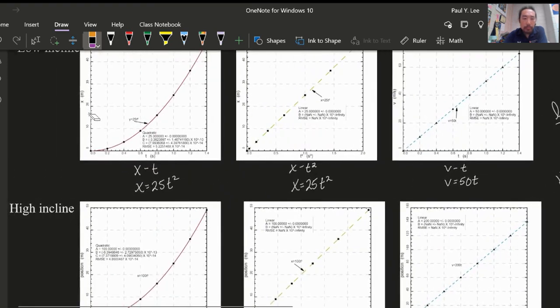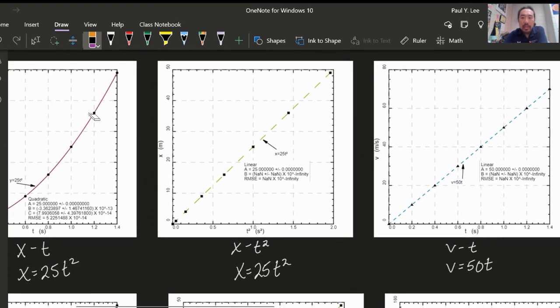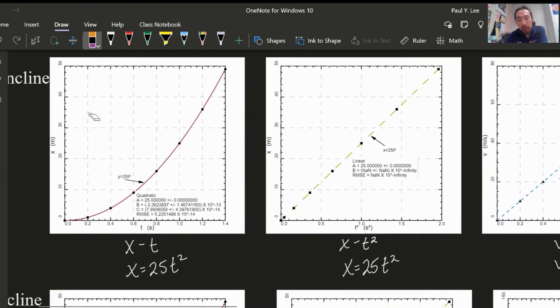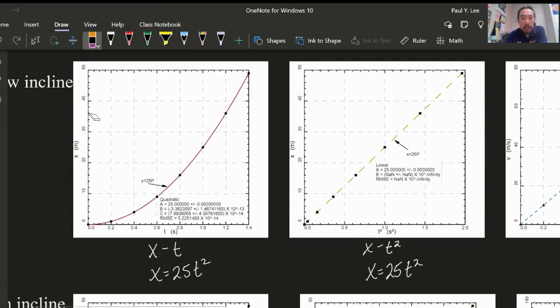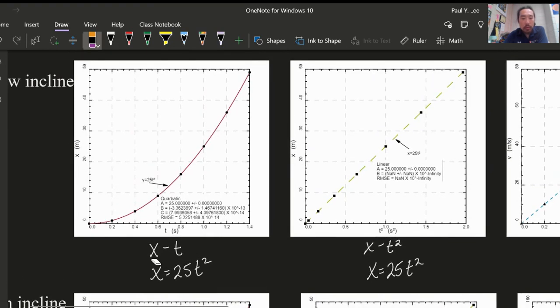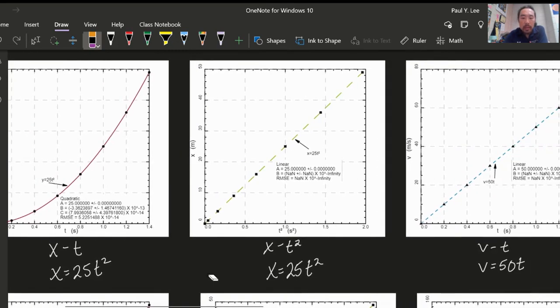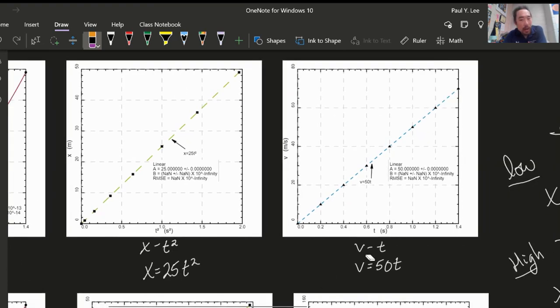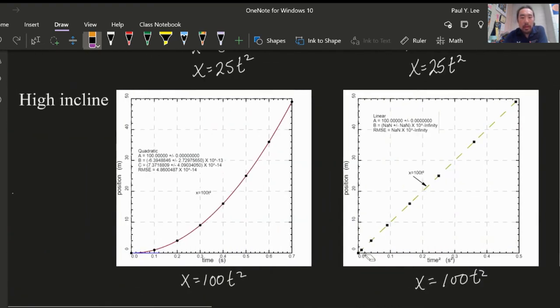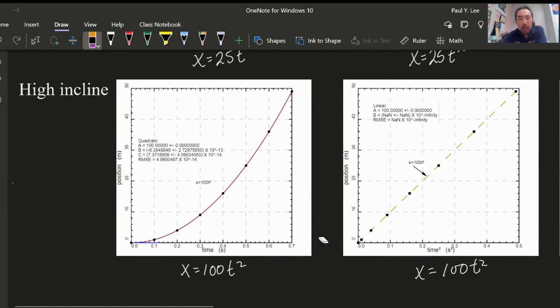So if we were to begin, I have here three sets of graphs, and these three sets of graphs are theoretical data that I just made up, just so that we have something nice and clean to do. The first row is the low incline, and you can see on your screen that the first graph on the left is a position time graph, and that says x is equal to 25t squared. The middle one is a position versus time squared graph, and that says x is equal to 25t squared. That's the formula. And the one on the far right is the velocity time graph, and this is v is equal to 50t.